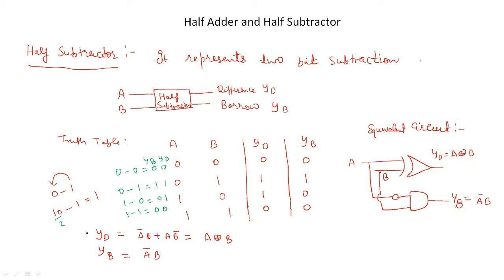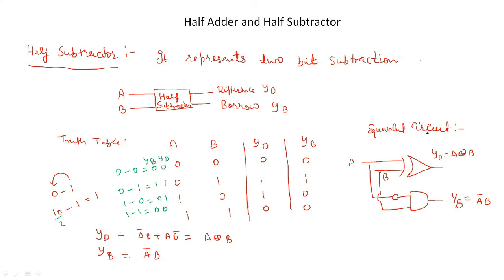Again, if you write the SOP form of this truth table, then you can have the outputs. So your difference here will be, because in the difference you are obtaining two ones for the inputs 0 1 and 1 0, so your difference will be A bar B plus A B bar, and it is A exclusive OR B. For the borrow, you are obtaining one output here, so your SOP form here will be A bar B, and it will give you the borrow output.